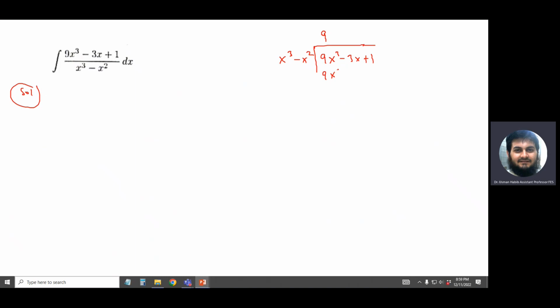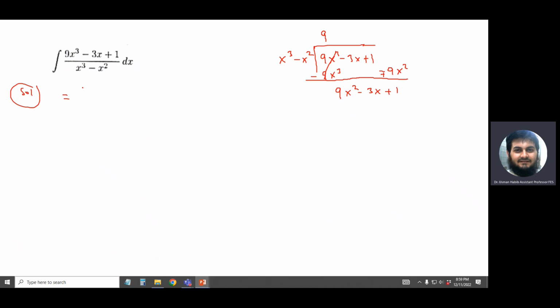So we have to use basic division 9 times. So we get 9x cubed minus 9x squared. There is no 9x squared here, so we just write it down here. When we subtract, we change the signs. So this is going to cancel. We get 9x squared minus 3 of x plus 1. And you can see that we cannot solve this further. So this is how we get the proper fraction.